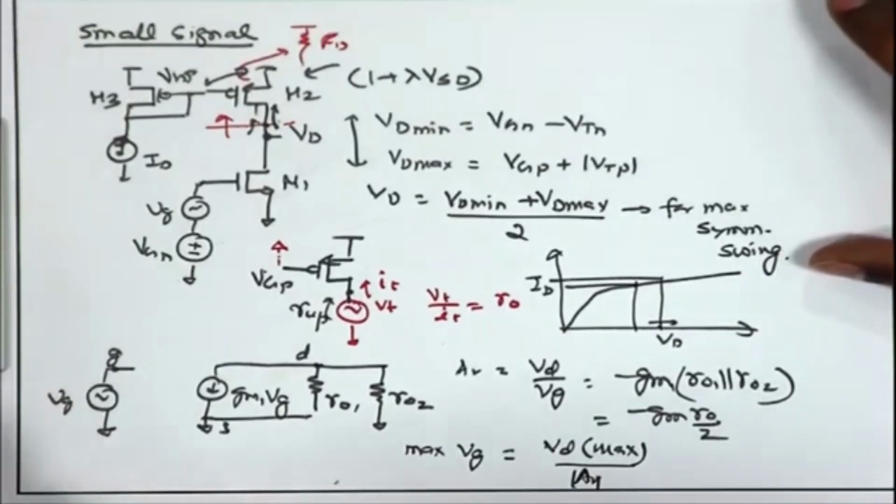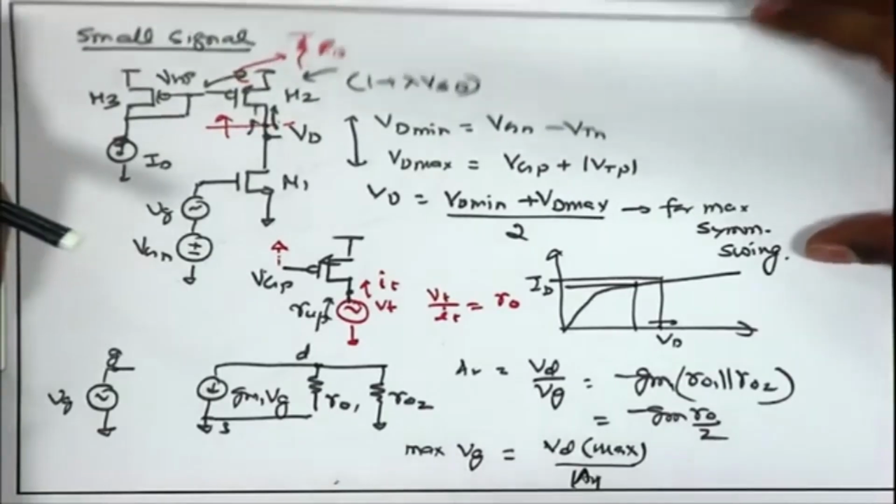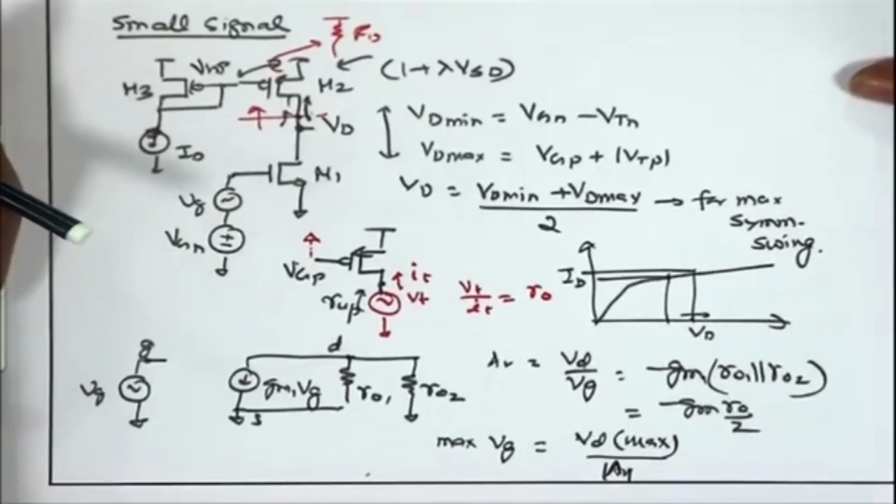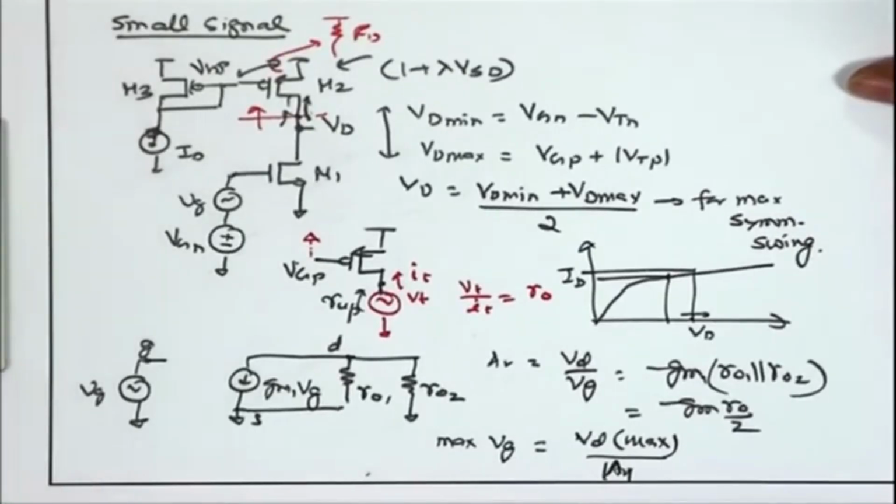So, this is regarding the small signal operation of the active load common source amplifier. Now, let us talk about the frequency response. How do we deal with the frequency response of this active load common source?